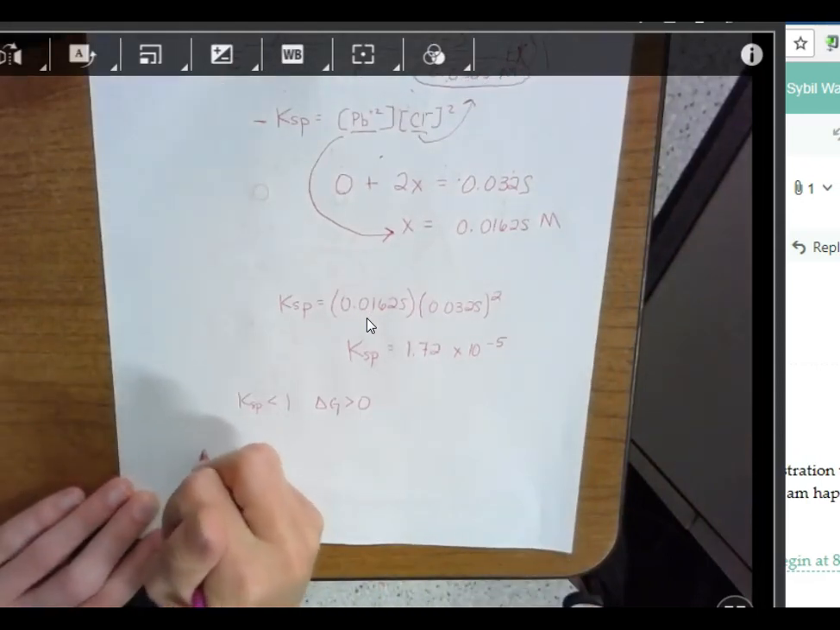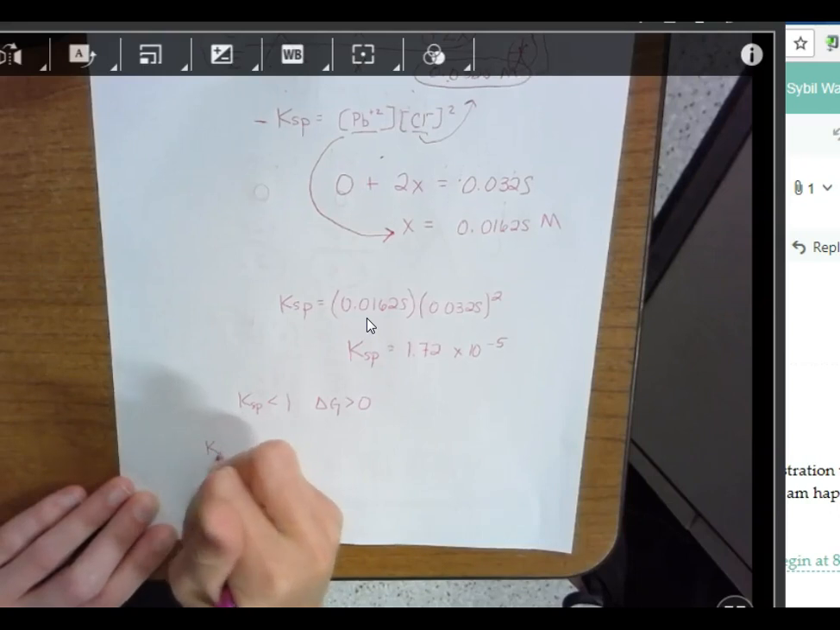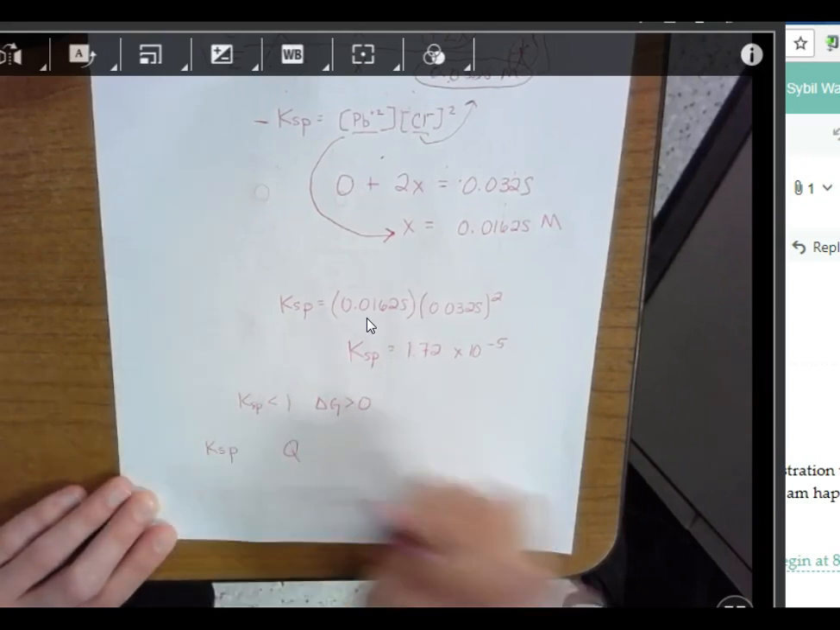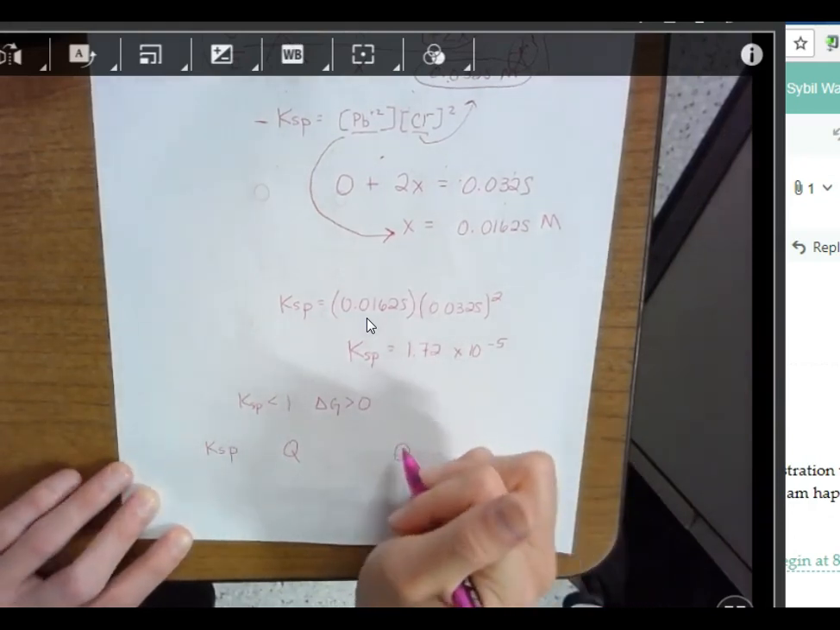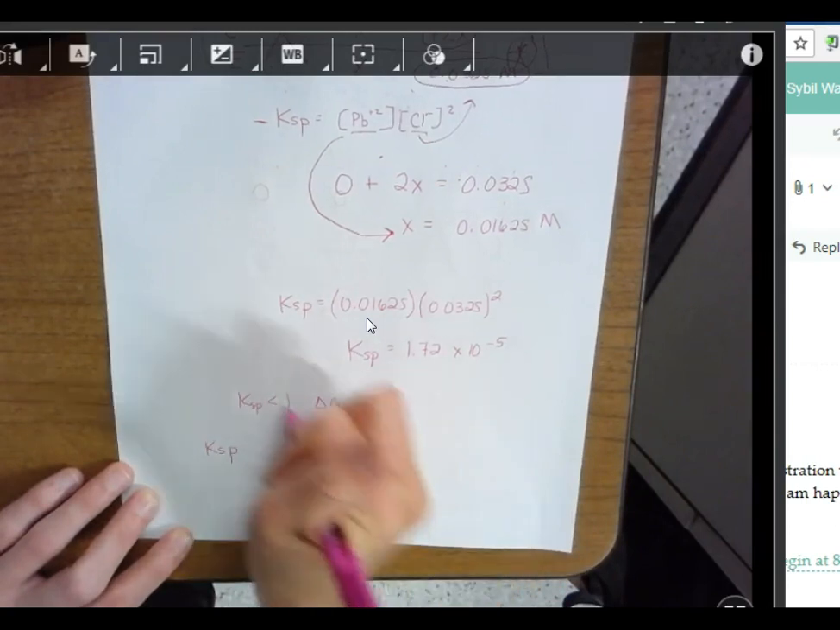This time they're asking us, will a precipitate form of PbCl2? Okay, so will a precipitate form, we've got to compare KSP to Q. Our Q is going to be written the exact same way as our K. That's why it's also important that we write our K expression.